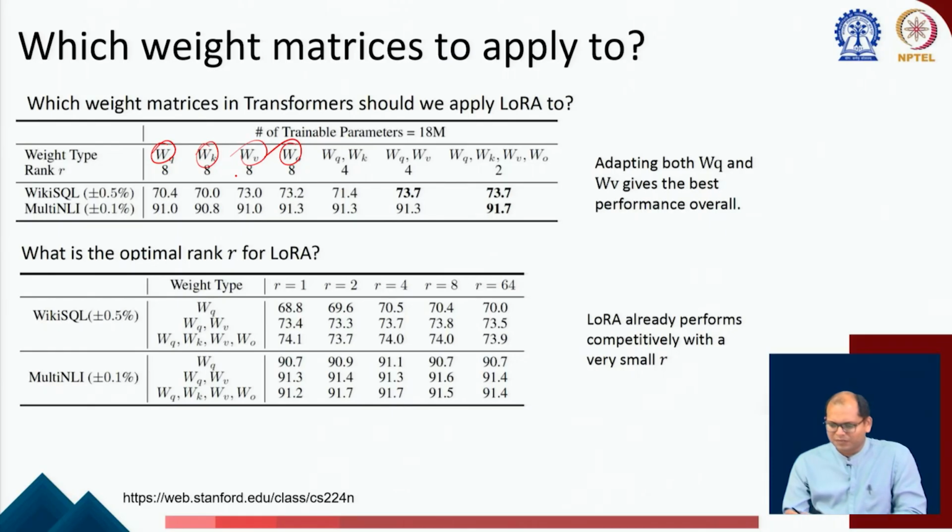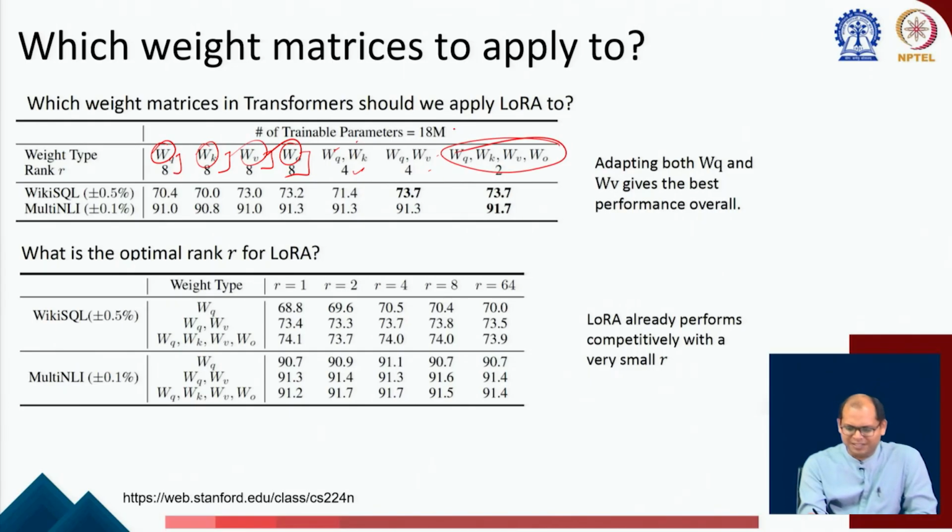So in this example, you can either have a rank R for the individual query, key and value and not adapt anything else, or you can take two of these, like WQ and WV, and have a rank 4, or you can adapt all 4 matrices with a rank of 2, so that your number of tunable parameters remains the same. Now how do I get this number? We will spend some time on that. How do I get these 18 million parameters here? We will spend some time on it.